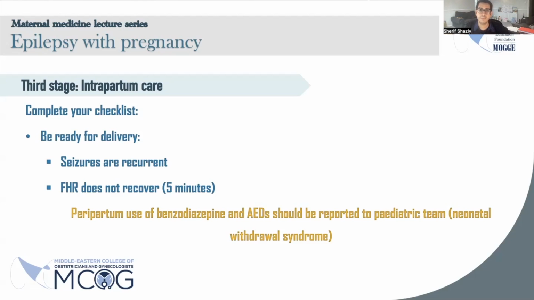a C-section. Because basically there's something in there, because as we mentioned, it could happen easily that the patient has placental abruption with the seizures, and then the baby will not recover. The situation will actually get worse. And that's why you should be sure that the baby recovers within 5 minutes, because if this didn't happen, just go straight forward and do a C-section. And as mentioned, pediatric team should be here to support the baby.